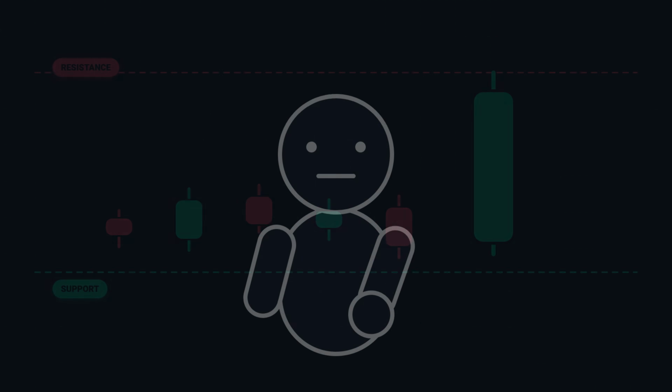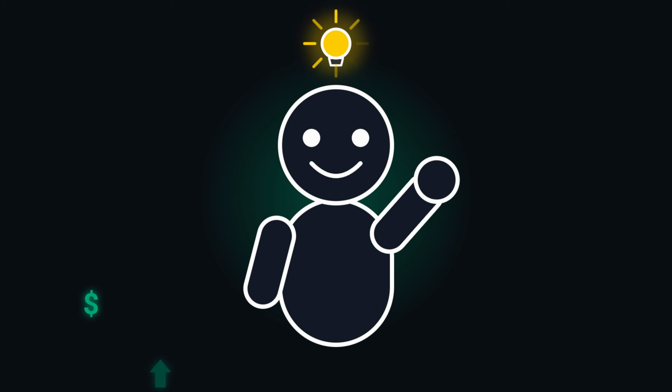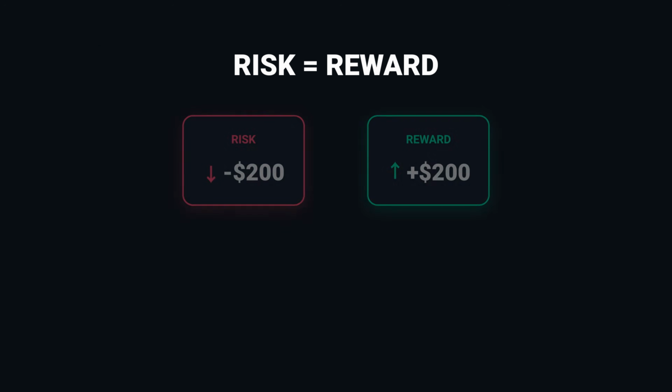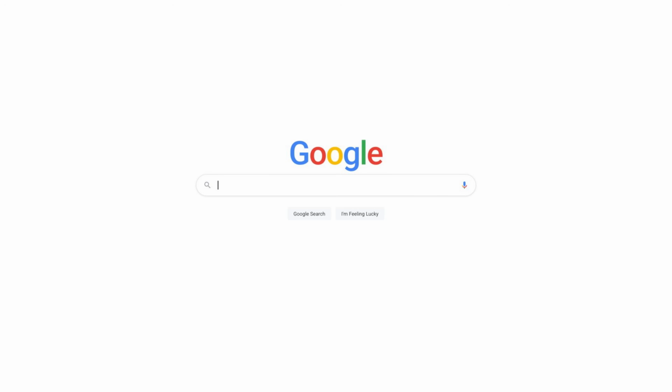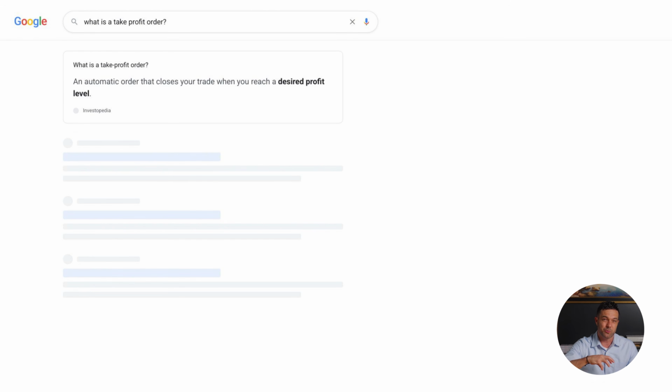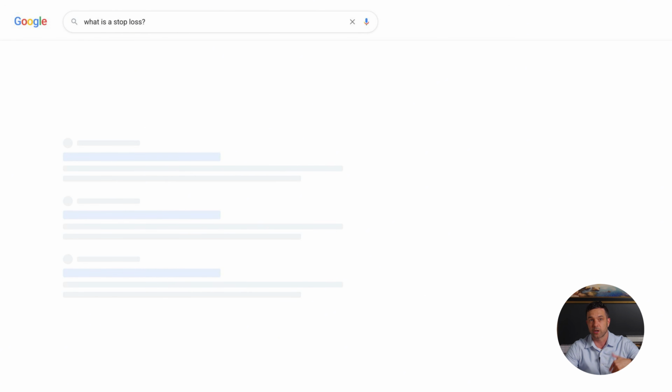And this is where risk management comes in. What we do is we set it up so that on each trade we will win as much as we will lose, so that our stop loss and take profit are equal distances from each other. Meaning if we're risking $200, we're also aiming to make $200. Your take profit order is an automatic order that closes your trade when you reach a desired profit level. Your stop loss is an automatic order that closes your trade when the loss reaches a predefined level, protecting you from bigger losses.